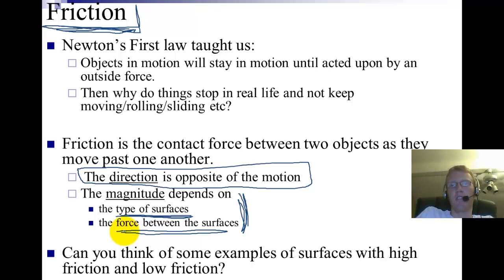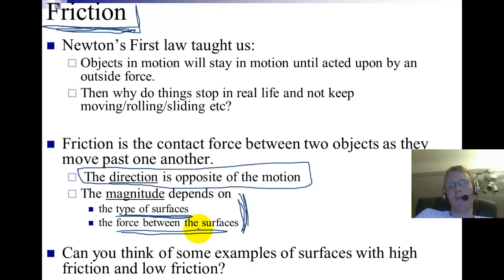So pushing heavy things is harder than pushing light things because the force pushing them together is stronger. The way that you can make things easier to push is by changing the surface, like, hey, throw it on wheels, or put some oil down in between the two surfaces that you're sliding, and then they'll glide a lot easier. Or you can decrease the force between the two surfaces by lifting the object up a little bit before you push it.